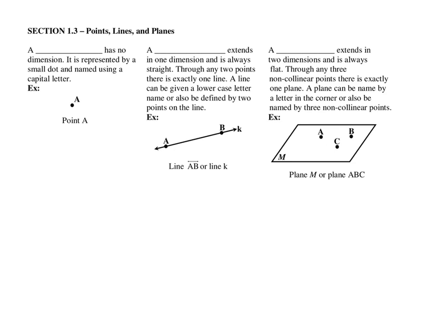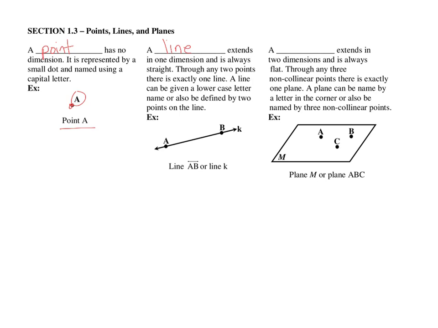Alright, starting lesson 1.3, points, lines, and planes. Now, a point has no dimension. It is represented by a small dot and named using a capital letter. Alright, so point A.